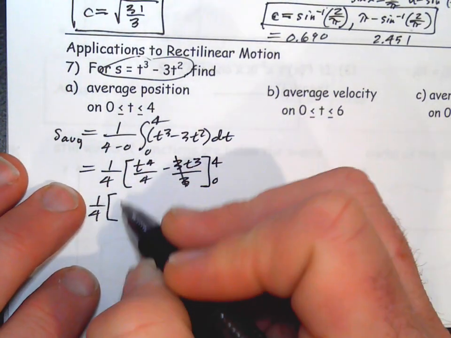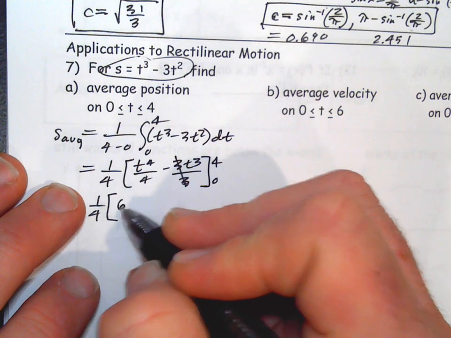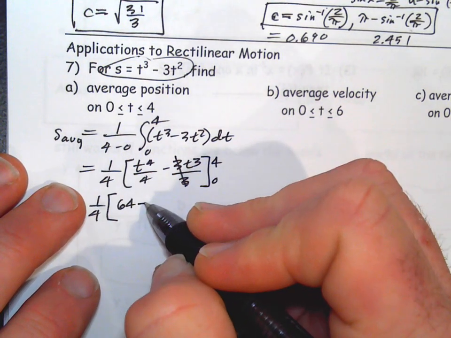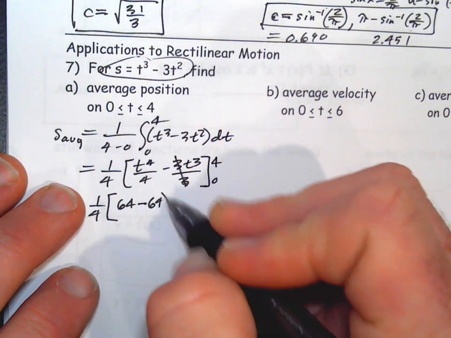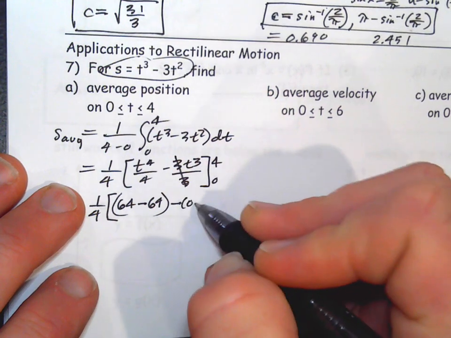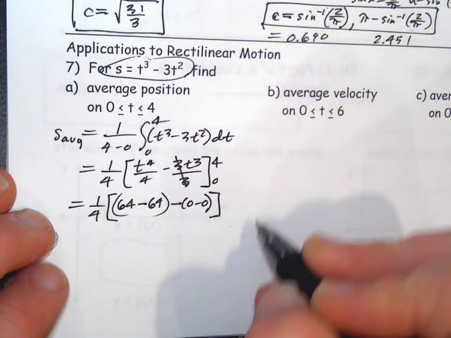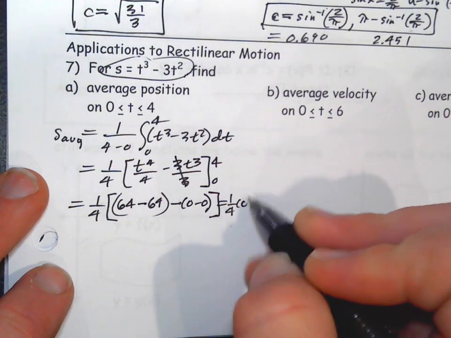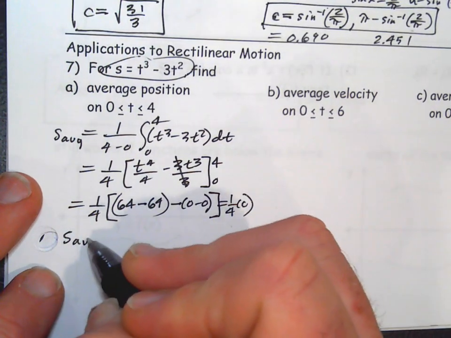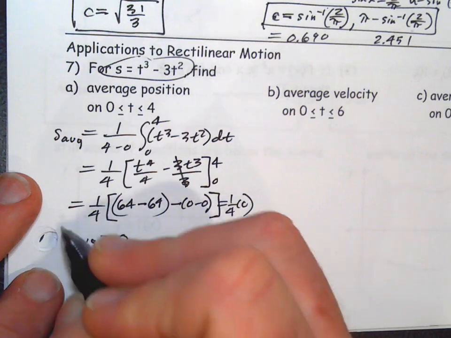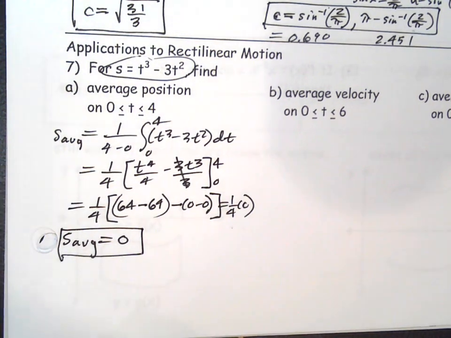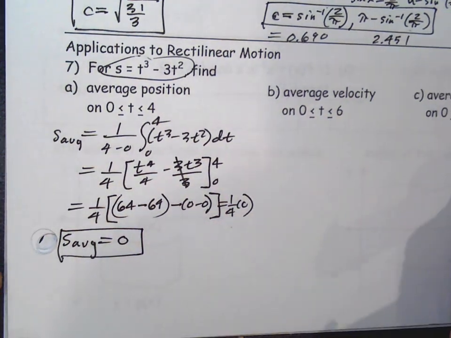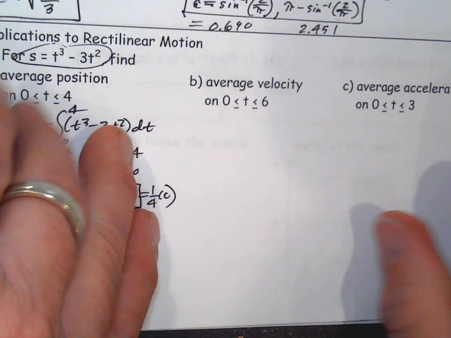Plug 4 in, I'm going to get 64 minus 64 minus 0 minus 0. Whoa. So that's going to be 1/4 of 0. So S average is 0. That's possible. Interesting.